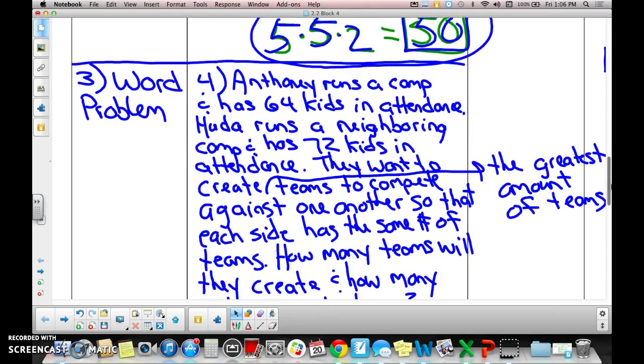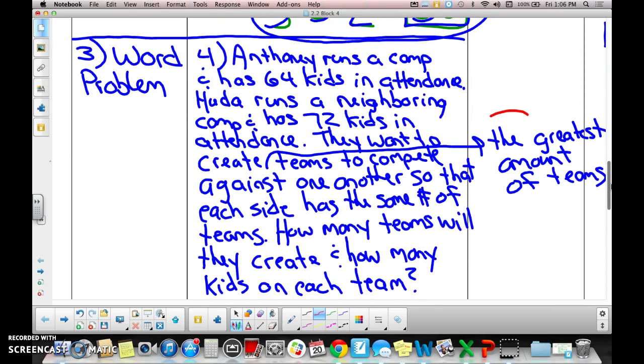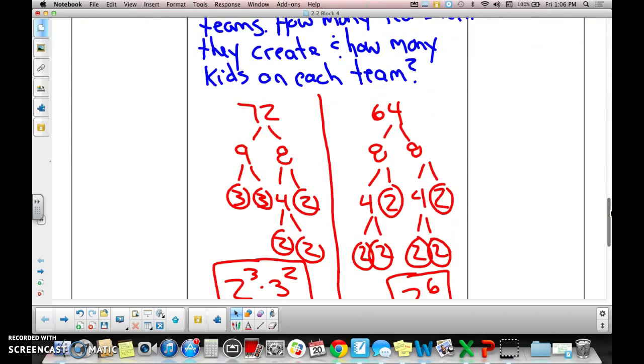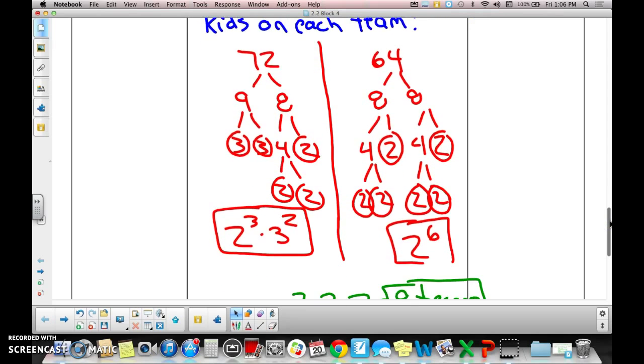The last thing we worked through was this word problem, and hopefully you added our little sidebar here, because the way I wrote it wasn't super clear. If you had that written in, we're looking for the greatest amount of teams that Anthony could make, the greatest amount of teams that Huda could make, so that they're evenly competing against one another. We did the same thing we just talked about. A factor tree for 72, a factor tree for 64. That's how many kids they had in their camp if you read the problem. Found the prime factorization, found common prime factors, multiplied them, good to go.